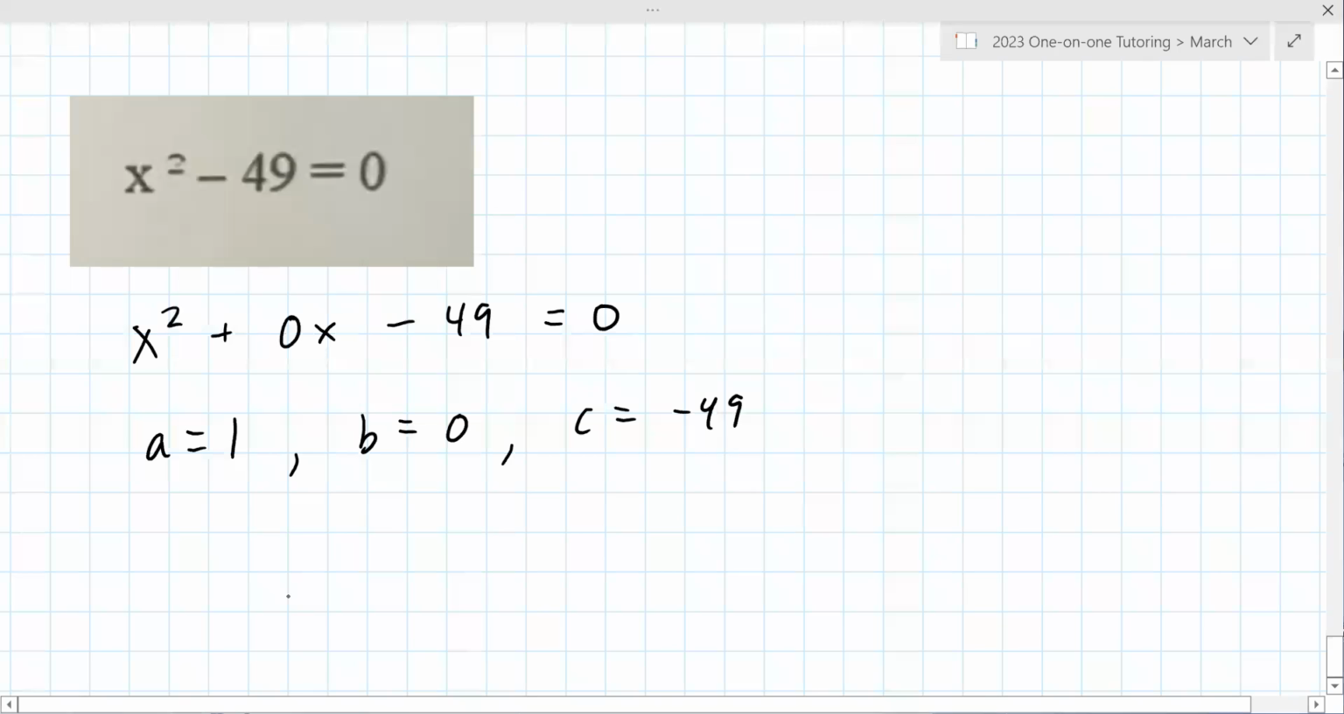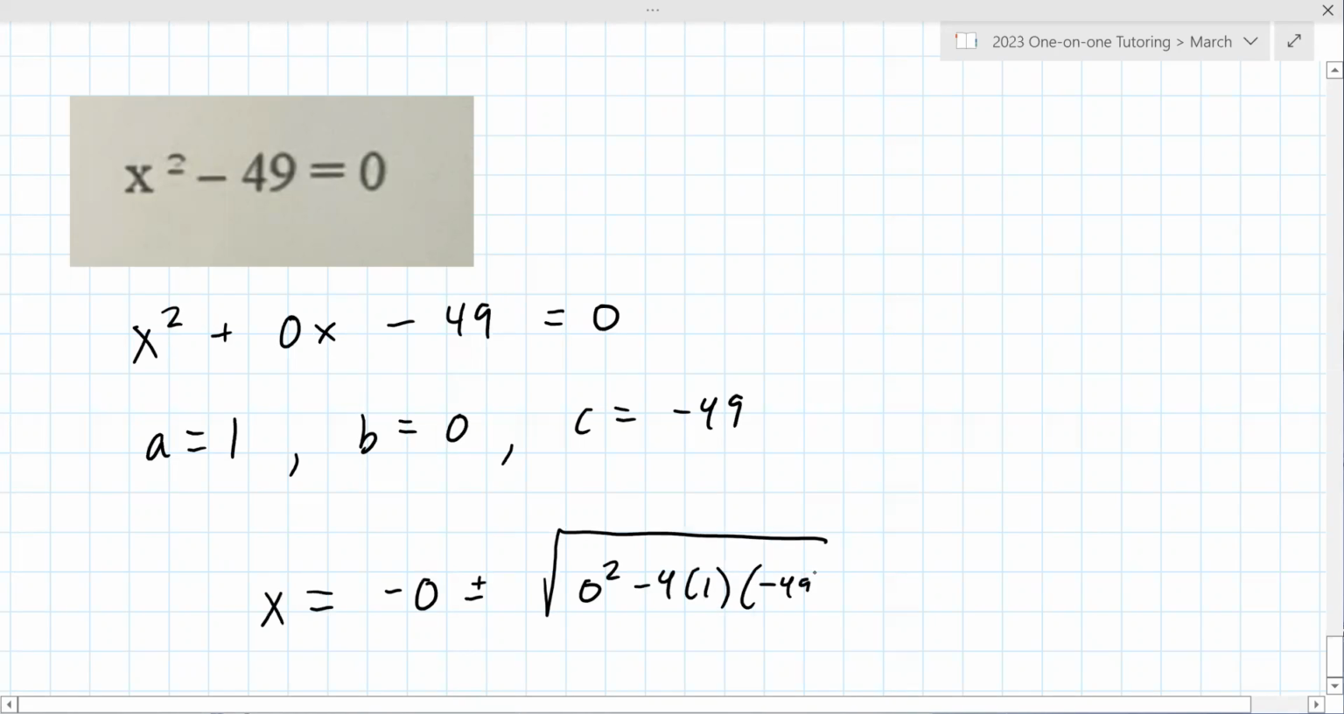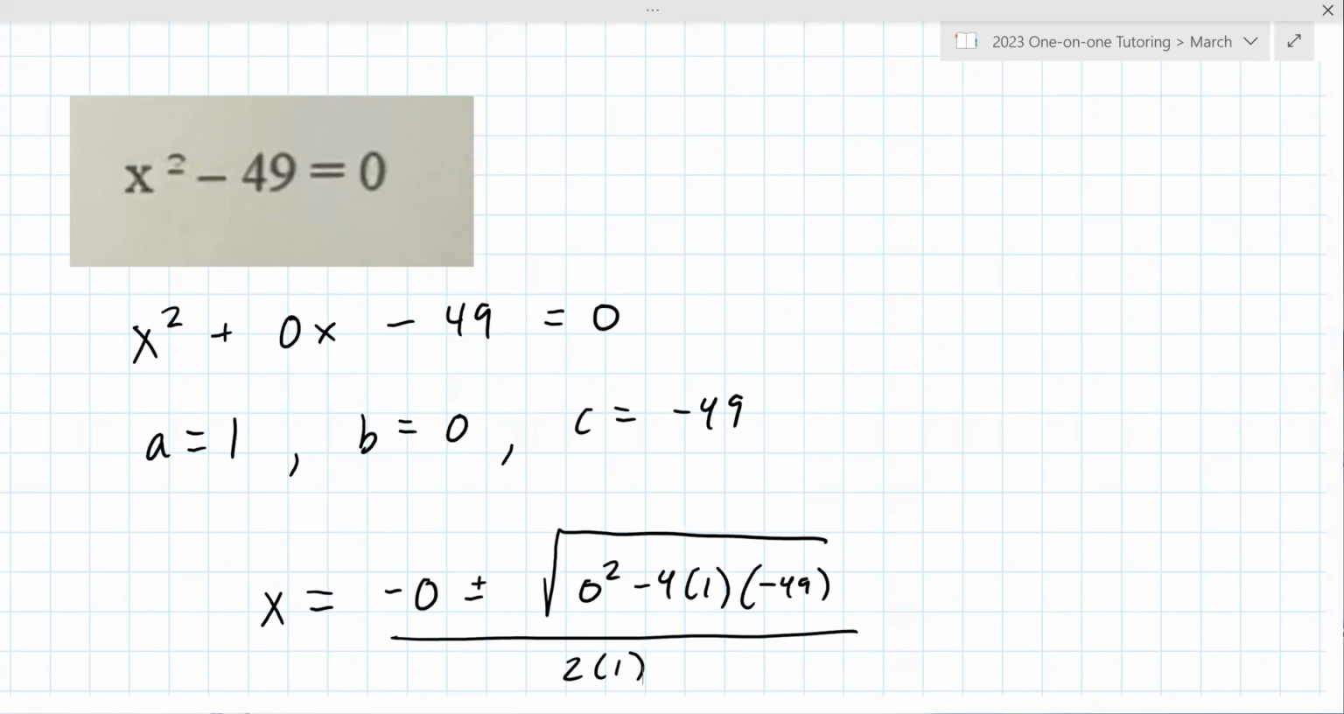All right, so now when we write our formula out for this, it's minus B, minus 0, plus or minus the square root of 0 squared minus 4 times 1 times minus 49, all over 2 times 1. So you do the same thing. You still put the numbers in. You have to evaluate it. It's just that it does work out pretty nice here because of that.